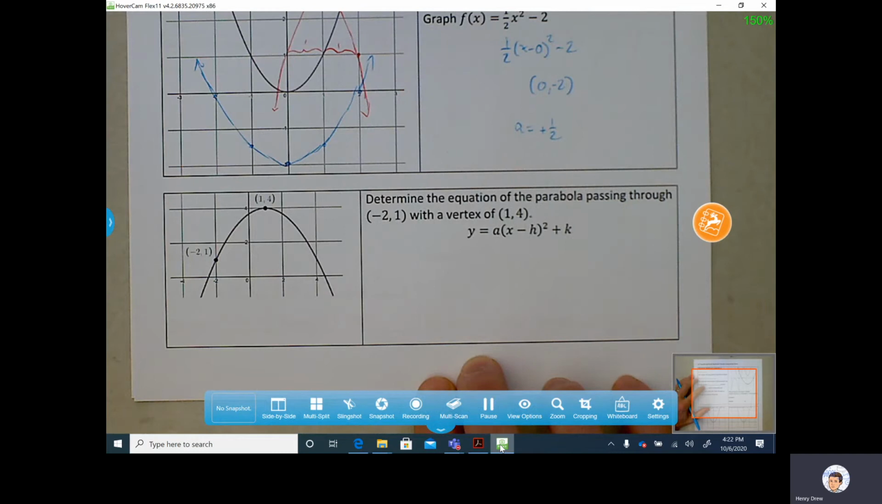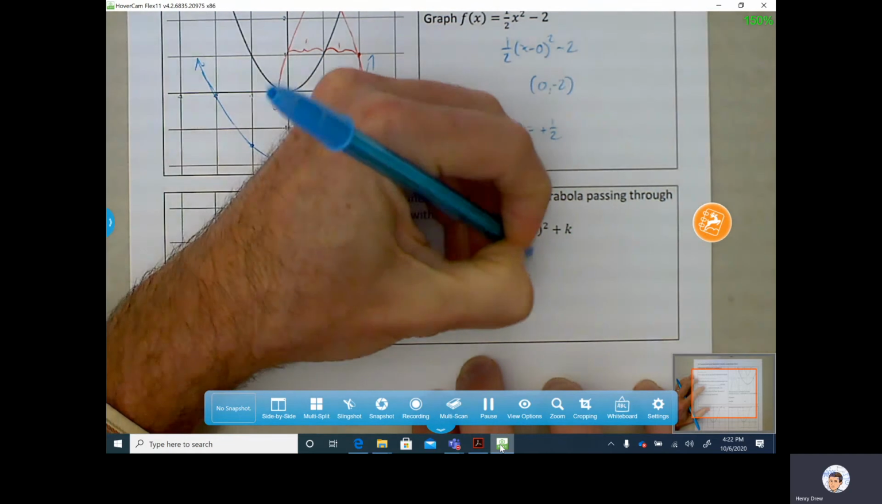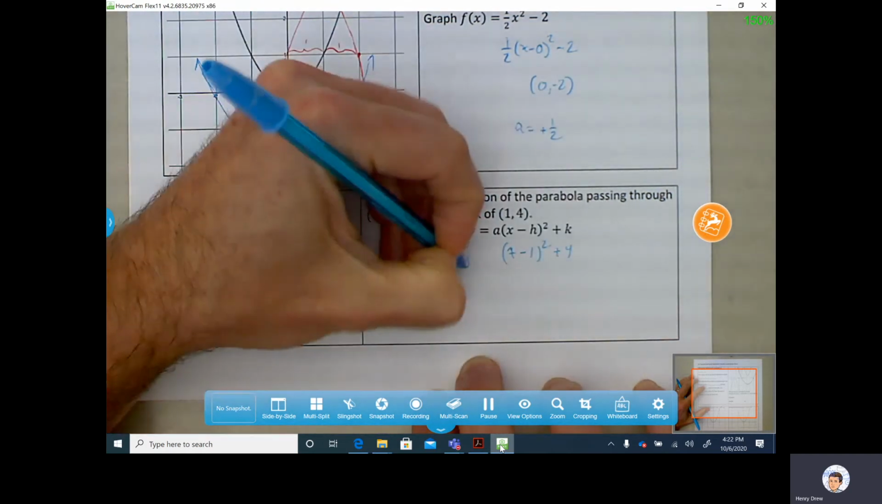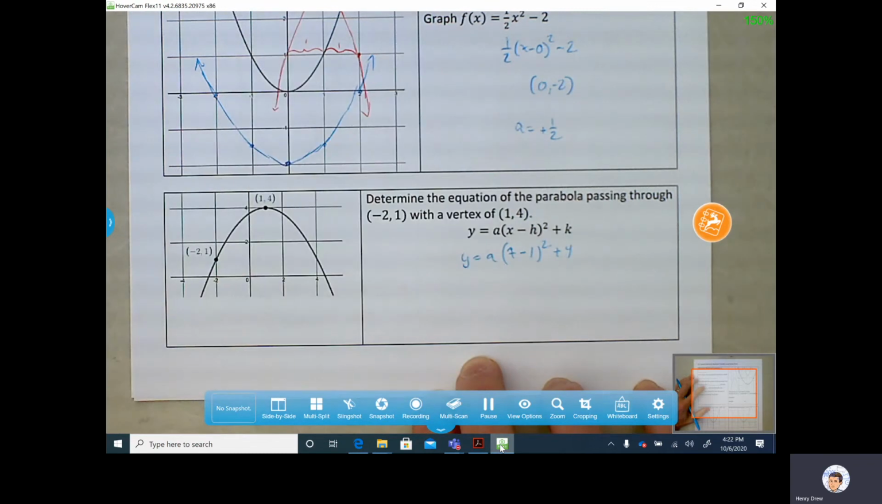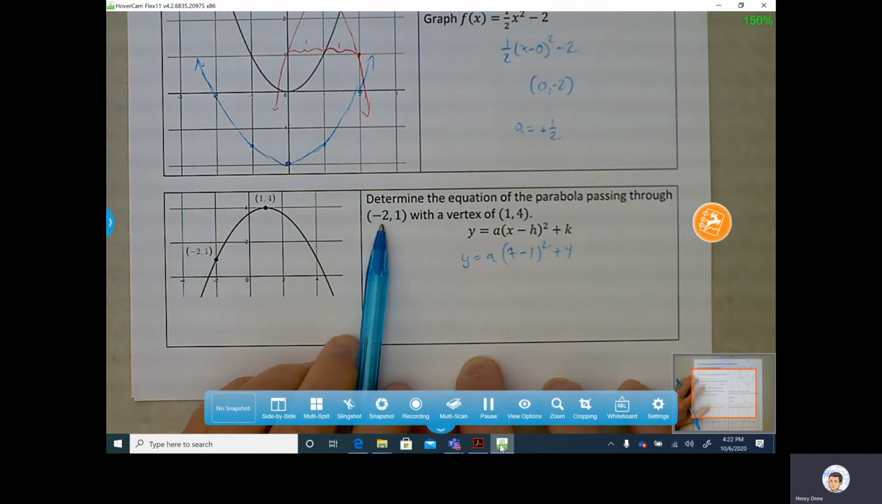Finally, there's a challenge here. Can we come up with the equation of the parabola that passes through negative 2, 1, and also has the vertex of 1, 4? So we're reminded of vertex form, and we can plug in the 1 and the 4. So we're in good shape, but there's still a problem, and that is I'm not sure what my amplitude is. So how do we figure out A? Well, there's information that we haven't used yet.